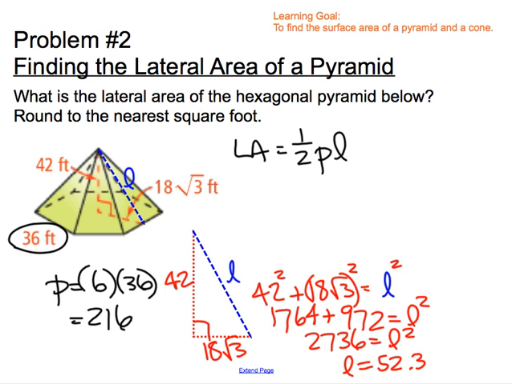Keeping the actual value for L on my calculator, I'm going to go ahead and multiply that by the perimeter, which was 216, and I get that P times L is around 11,298. Divide that by 2 and I find that the lateral area to the nearest square foot is 5,649 square feet.